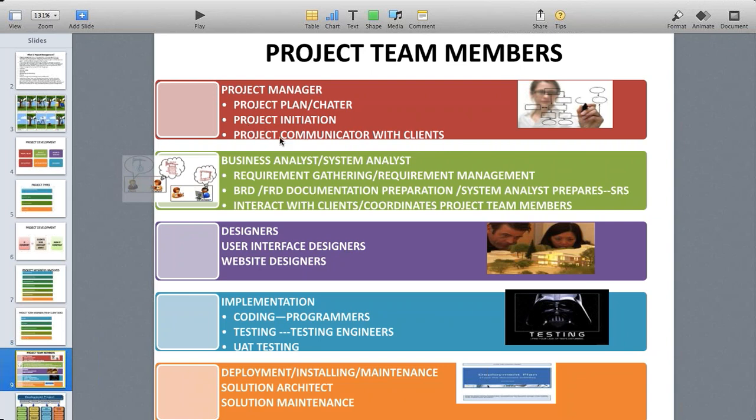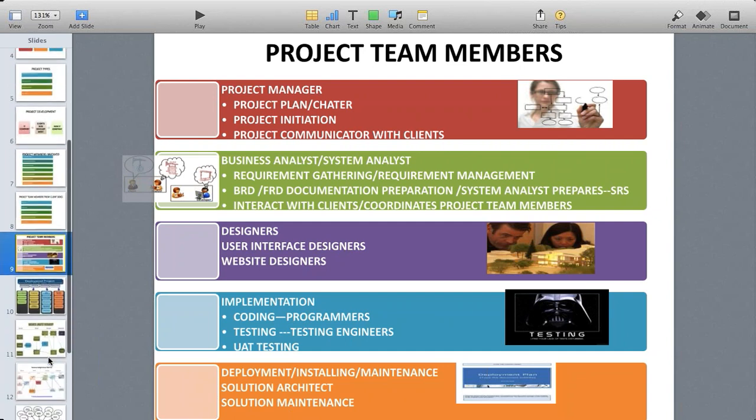He initiates the project and communicates with clients. Business analysts, systems analysts and data analysts gather requirements and document the requirements. Then designers, graphical user interface designers and web page designers. Then implementation, where programmers write code, as I already told you. Then testers who test the application, and the deployment team handling installation and maintenance support.